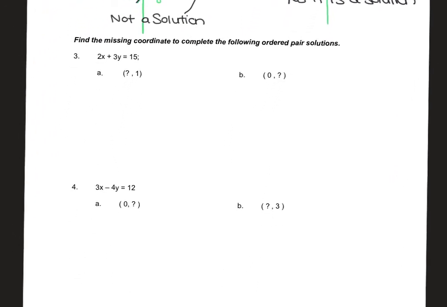All right, now, if I want to find the missing coordinates, they've provided me an equation. I want to find the missing coordinate to complete the following ordered pairs. So in A, I have question mark, comma, 1. If I look at this, my question mark is my x, my 1 is my y. If I highlight in my equation, my x is there, my y is there.